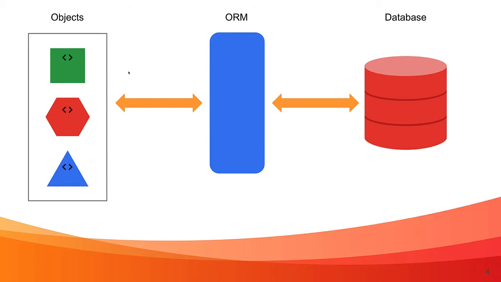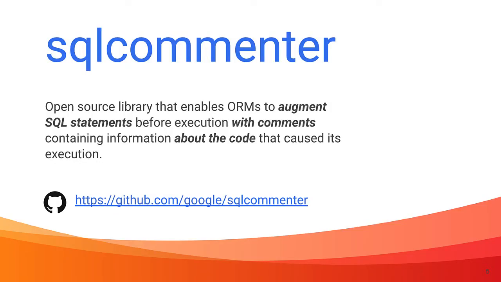Let's get started. SQL Commenter is an open source library that enables ORMs to augment SQL statements before execution with comments containing information about the code that caused its execution. This helps in more easily correlating slow queries with source code and giving insights into backend database performance. In short, it provides observability into the state of client-side applications and their impact on database performance.